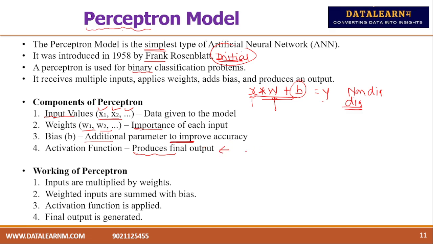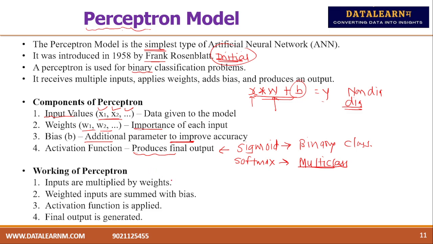Activation function is used to produce a final output. So there are certain activation functions. Suppose sigmoid is there. Please remember this. Sigmoid activation function is used for binary classification, and there is something called the softmax activation function. That softmax activation function is used for multi-class classification. At least remember this. Okay.